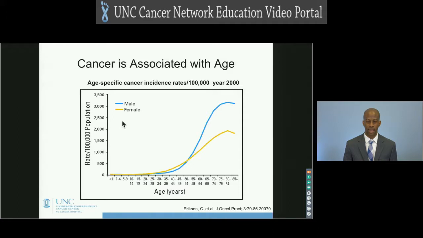If you look at cancer and aging, there is a very marked association between cancer and aging. As a matter of fact, age is the single most important risk factor for developing cancer. So here are the age-specific cancer incidence rates, the number of new cases per 100,000 back in the year 2000. And you can see here among men and women, the incidence of cancer rises dramatically, beginning in the early 50s, and certainly peaks by the time you're 70 and 80, more so in men than in women.